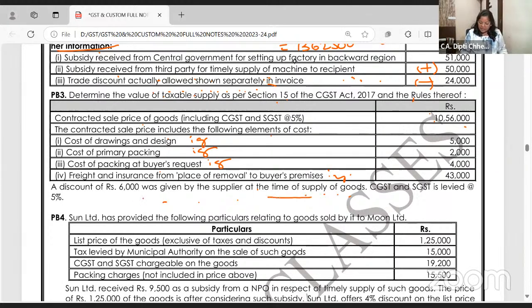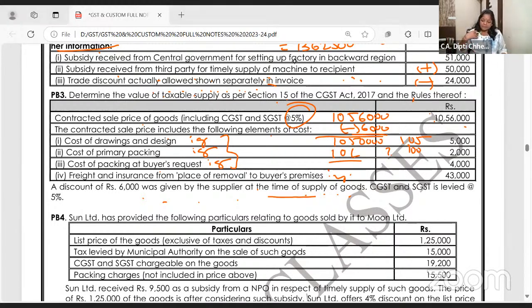Discount if it is given before or at the time of supply, we have to minus. So 10,56,000 minus 6,000. This you have to ignore with a note. So 10,50,000 is the value. 105. Ma'am, why 105? 5% tax hai. So 100 transaction value will come to 10 lakh. Orally you can do this answer. That easy it is.